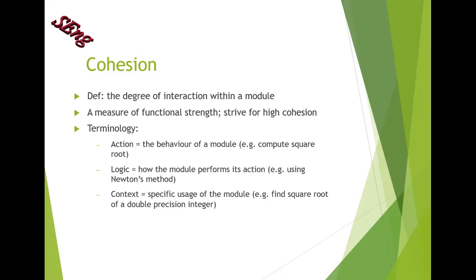Terminology: action is equal to the behavior of a module. For example, compute square root logic is how the module performs its action, for example, using Newton's method. Context is equal to the specific usage of the module. For example, find the square root of a double precision integer.